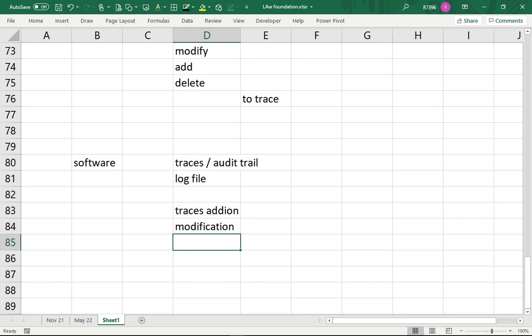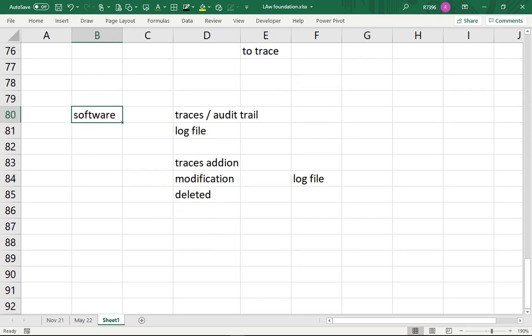Not only that, if any transaction is deleted, who deleted it, why it was deleted, at what time it was deleted, all the details must be maintained by one log file. This log file must be maintained in that software. If the software does not maintain that, then it is the duty of the auditor to report in his audit report whether such a log file is contained by the software or not.